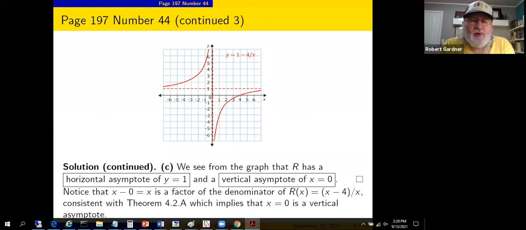And we had observed earlier, in fact, I guess it was theorem 4.2.a, that in a rational function in reduced form, which this is, where the denominator is 0 is where vertical asymptotes will occur. The denominator is 0 at x equals 0, and sure enough, that's where the vertical asymptote occurs. So this is consistent with that theorem.